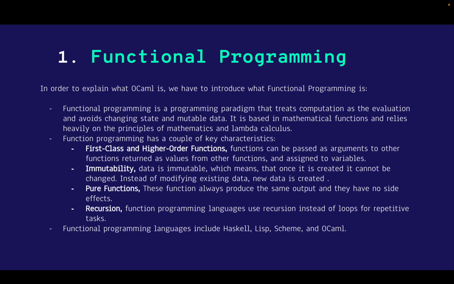First class and higher order functions means that functions can be passed as arguments to other functions, returned as values from other functions, and assigned to variables. Immutability means that data is immutable, which means that once it is created, it cannot be changed. Instead of modifying existing data, new data is created.